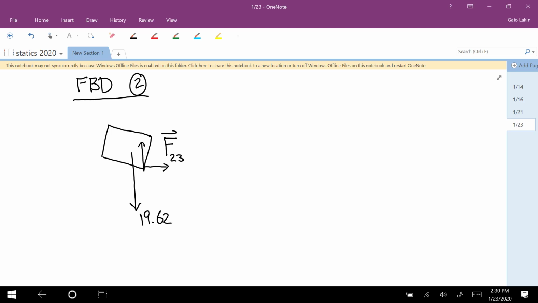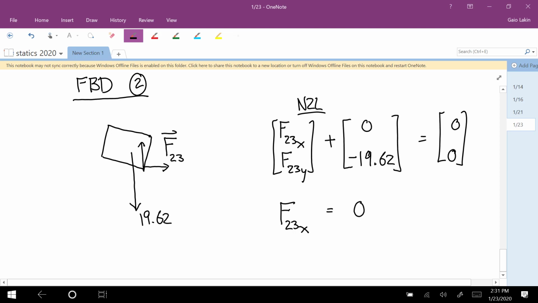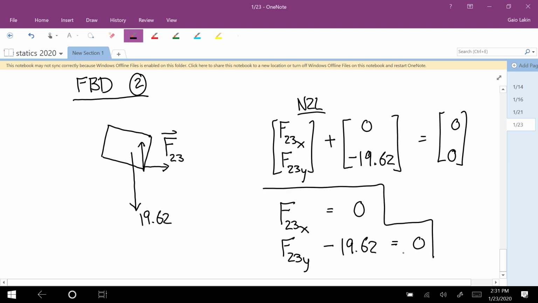Okay, well, this one, since we don't have any vectors with known directions at funny angles, we can go right to Newton's second law here. Newton's second law says F23x, F23y plus 0, negative 19.62 is equal to zeros. And so we get one equation that says F23x is equal to 0, and one equation that says F23y minus 19.62 is equal to 0. So that's our equation 3 and 4.